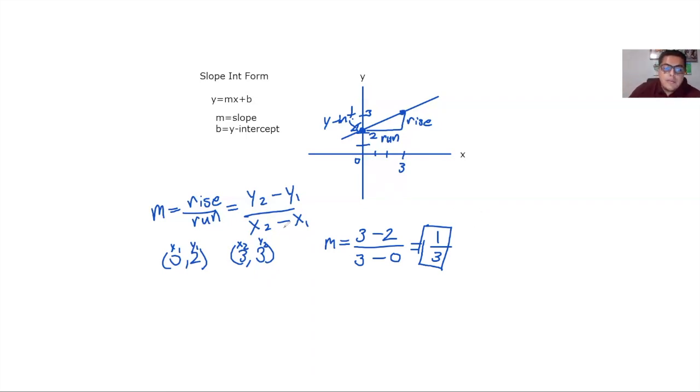So if we wanted to, and if we were told to express this line in slope-intercept form, we could easily just write it out as y is equal to m, which in this case is 1/3, x plus b, which is our y-intercept, which is the value at the point where x is equal to 0 and your line intercepts the y-axis. So in this case, it would be 2.